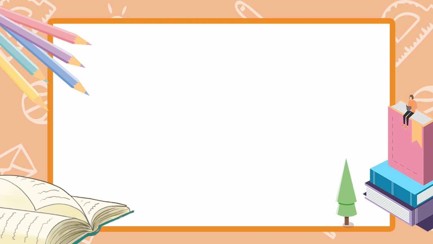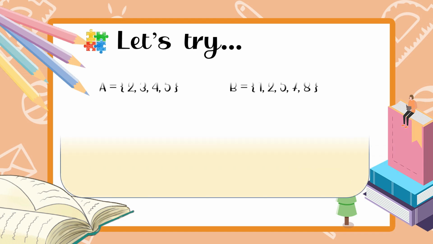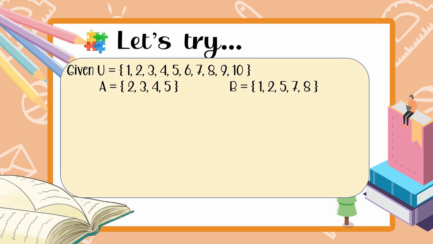Now that we're done with the difference and complements of sets, let us try this. So we have the given universal set with elements 1, 2, 3, 4, 5, 6, 7, 8, 9, 10. We have set A, 2, 3, 4, and 5. And set B, we have 1, 2, 5, 7, and 8. Let us find A minus B.